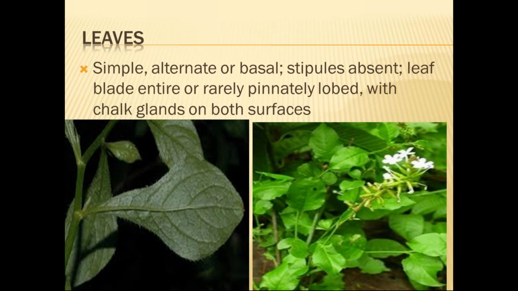Again, we saw the multicostate leaf in Valerianaceae, but here we are going to see an entire margin. In the leaf structure in the left side photograph, the base is acuminate. Okay, a broad lamina is there. Okay, an obtuse apex is there in this particular family.